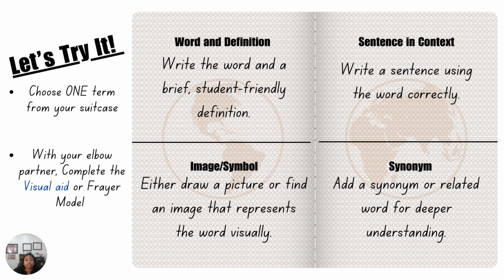You chose a term, and then you used that term to fill in the different boxes based on what each was asking you to do. Now, you probably noticed that everybody did something different, because depending on your content area, you might have to switch up some of these headings to best fit your students. So you took the passport, you have a word and definition, and you make it student friendly for them to be able to remember. You have a sentence in context.